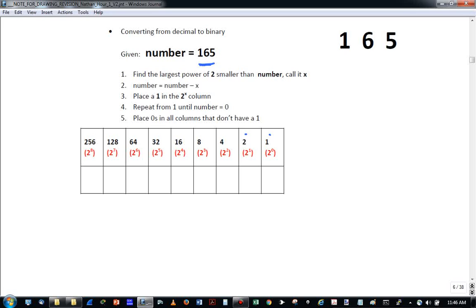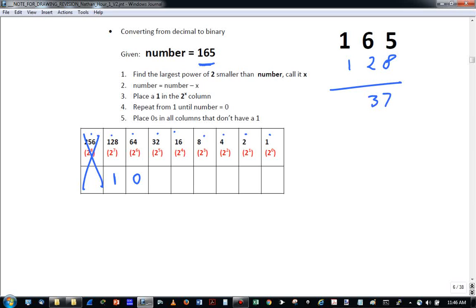1 still fits, 2, 4, 8, 16, 32, 64 still fits. 128 still fits, it's still less than 165. When we get to 256, 256 is bigger than 165. It does not fit. It will not feature in the answer. So there will be 128, and if I subtract 128 from 165, I will get 37.